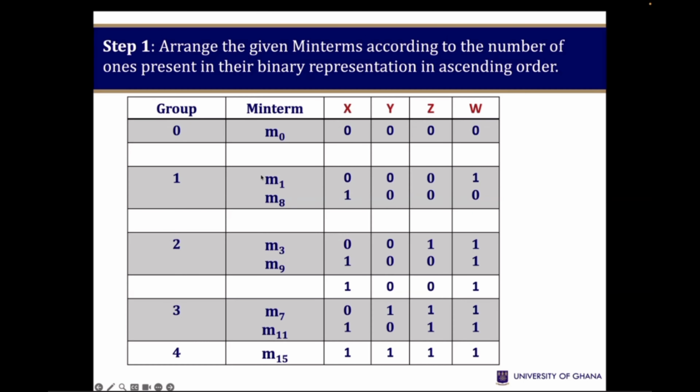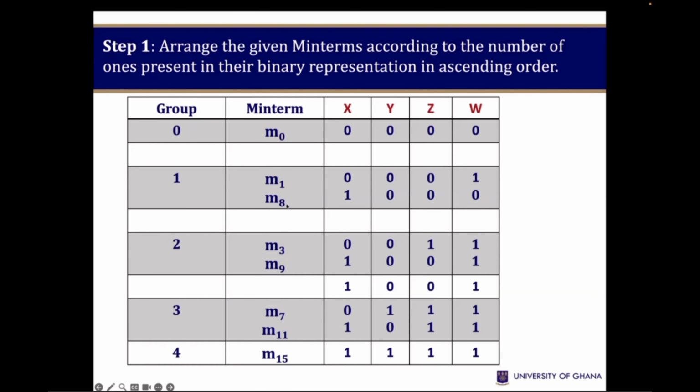So we are going to compare each group with the following group. So we take group 0 and we compare group 0 with group 1. If you take all the mean terms of group 0, you compare it with all the mean terms of group 1. So when we compare, we want to see if each element of group 0 matches with an element of group 1.